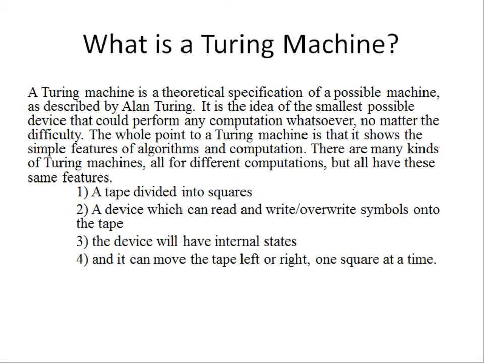So, what is a Turing machine? A Turing machine is a theoretical specification of a possible machine, as described by Alan Turing. It is the idea of the smallest possible device that could perform any computation whatsoever, no matter the difficulty. The whole point of a Turing machine is that it shows the simple features of algorithms and computation. There are many kinds of Turing machines, all for different computations, but all have these same features.